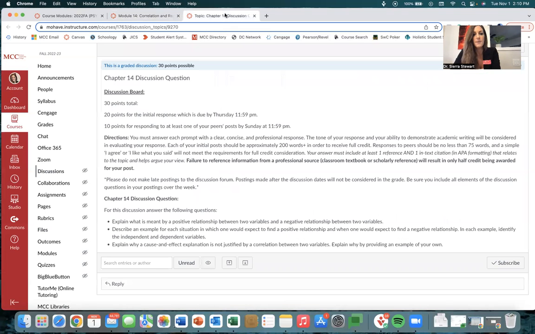your discussion right here. When you get into your chapter 4 discussion, make sure that you have one APA reference and citation in there. You're going to explain what is meant by a positive relationship and a negative relationship between two different variables. We kind of already went over that in that video. So when you're going to get a positive correlation versus a negative one, you're going to describe an example for each situation where you'd expect a positive and a negative relationship, and you're going to identify the independent and dependent variables as well. And then the last thing, I want you guys to come up with a cause and effect explanation that's maybe not justified by a correlation.